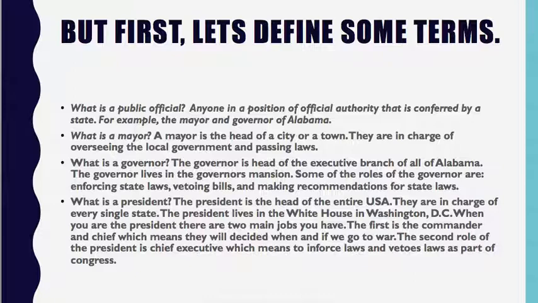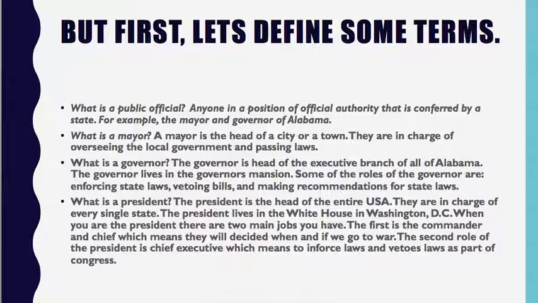But first, before we start diving into everything, we're going to define some terms. So, what is a public official overall? A public official is anyone in a position of official authority that is conferred by the state. For example, our mayor and our governor of Alabama. So, overall, it's anyone in our government that has an important official job.